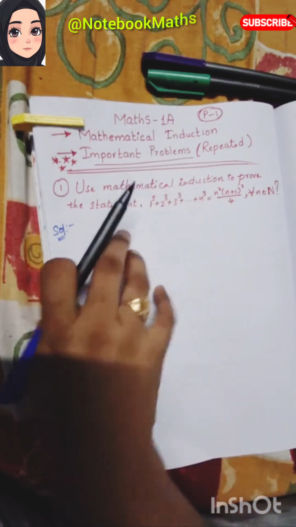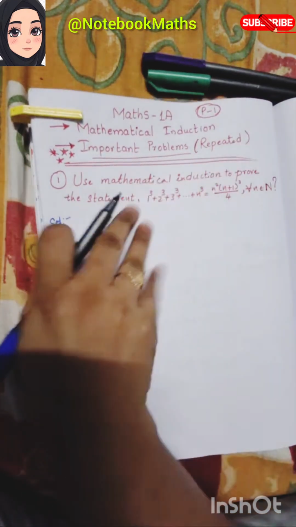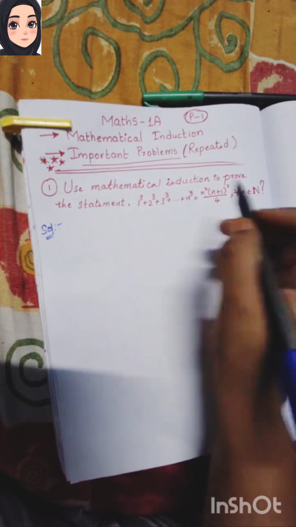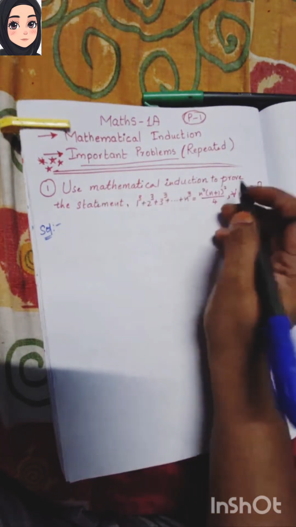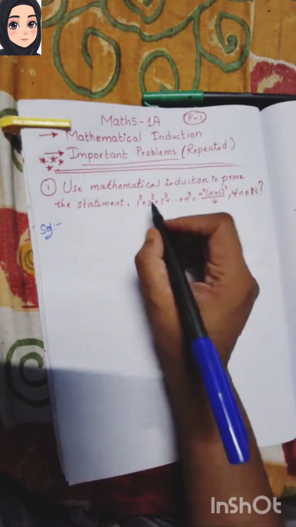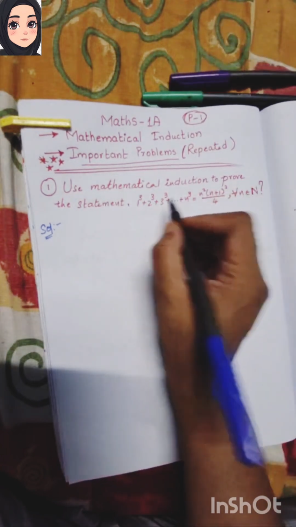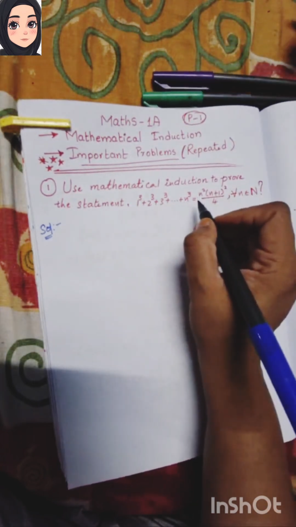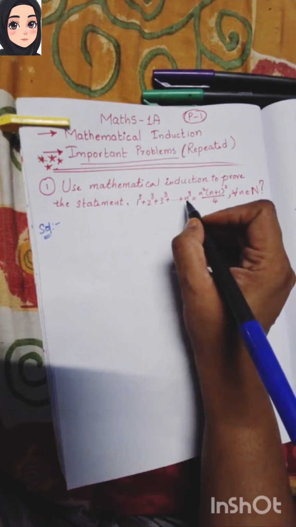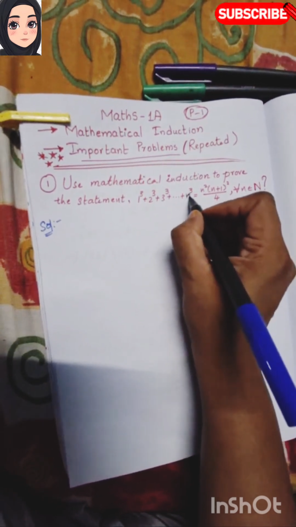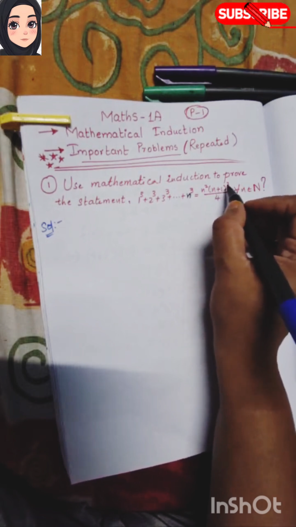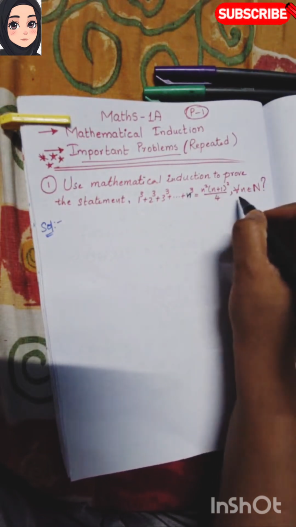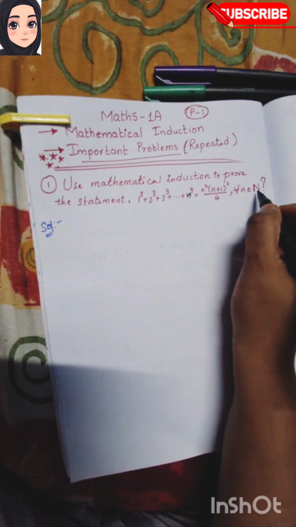Chapter Mathematical Induction. Today we are going to solve important repeated problems in this video. Use mathematical induction to prove the statement 1 cube plus 2 cube plus 3 cube plus so on up to n cube is equal to n square into (n plus 1) whole square by 4, for every n belonging to N, the natural numbers.